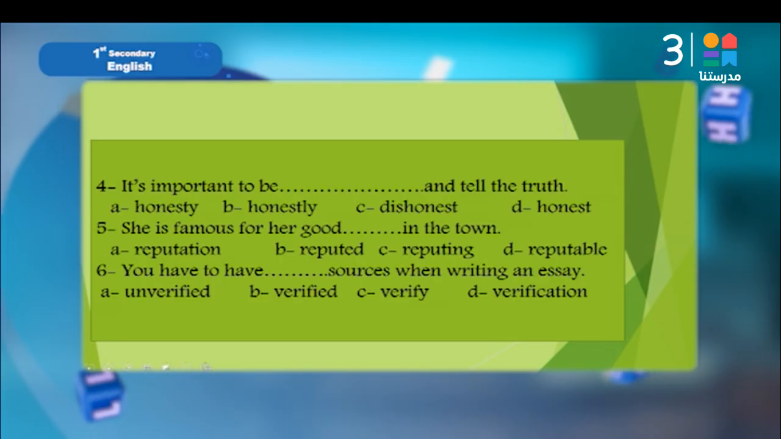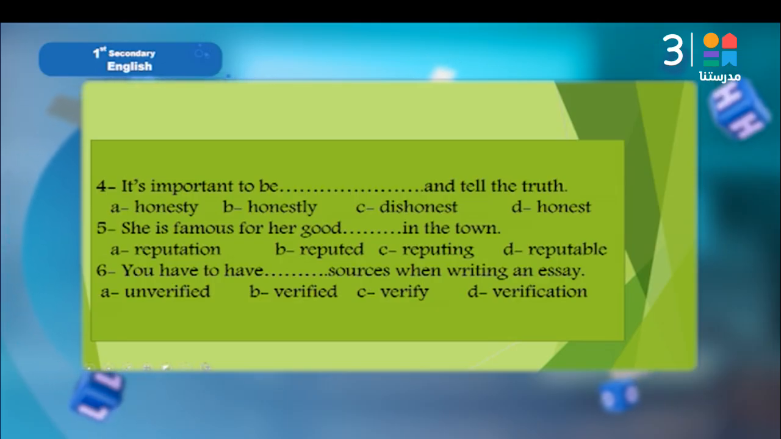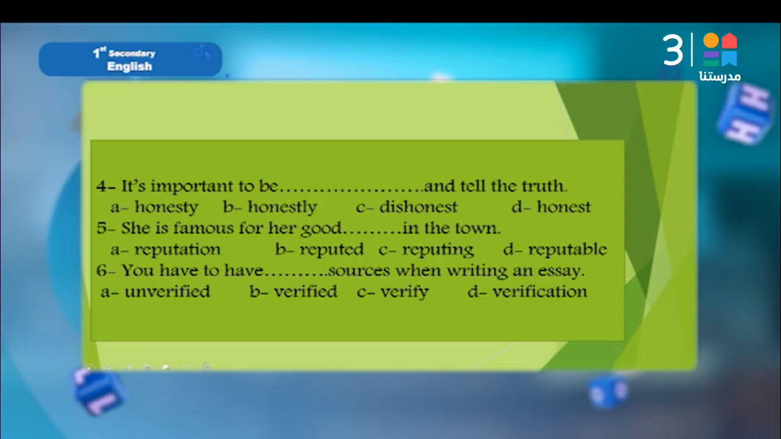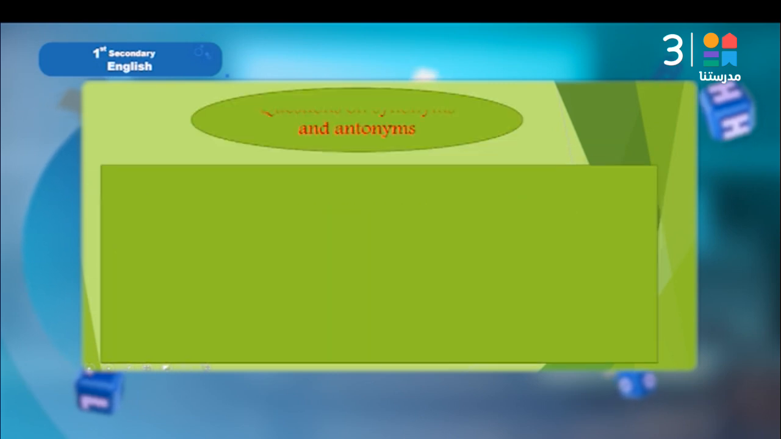Another one. You have to have space sources when writing an essay. What shall I use here? Unverified or verified or verify or verification. What do you need in this sentence? To have what? What sources? I say I have verified sources, so I need the adjective here. Therefore I pick up what? Verified. Excellent, thank you.